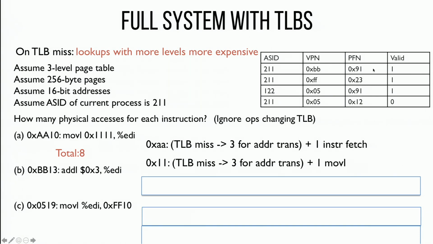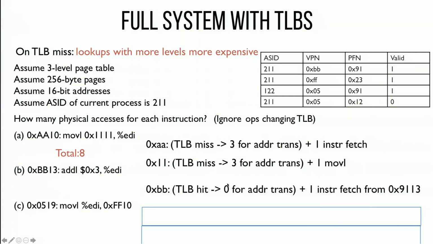So now I can just fetch the instruction that lives at 91.13. I find out that it's an add, and then I can do that add. So this instruction that hit in the TLB only involves one memory access, which was to do the actual instruction fetch from the physical address that we were able to figure out. So does that make sense to everybody with the hit?